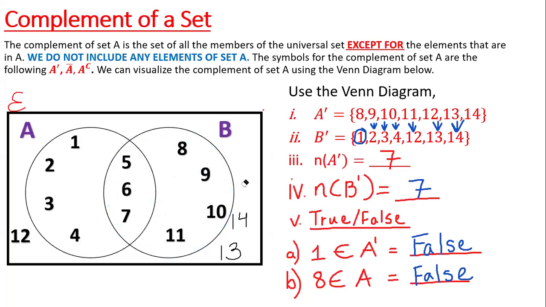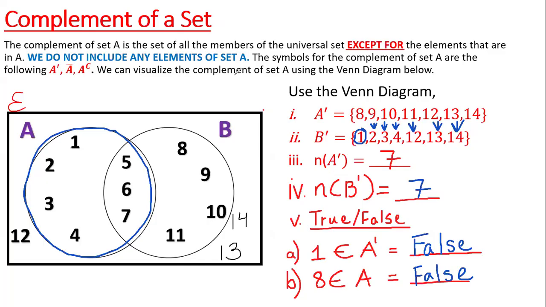When I say A by itself, I mean this circle. As you can see, it says 8 is an element of A, but 8 is not in here. It's not in there. So that's why we say it's false. That makes sense?